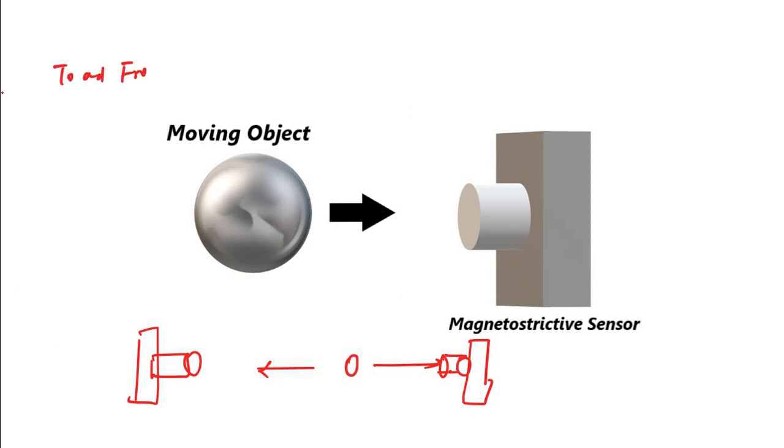And there can be other arrangements also. These are the simple arrangements for measurement of displacement. Okay, so this is the basic relationship.